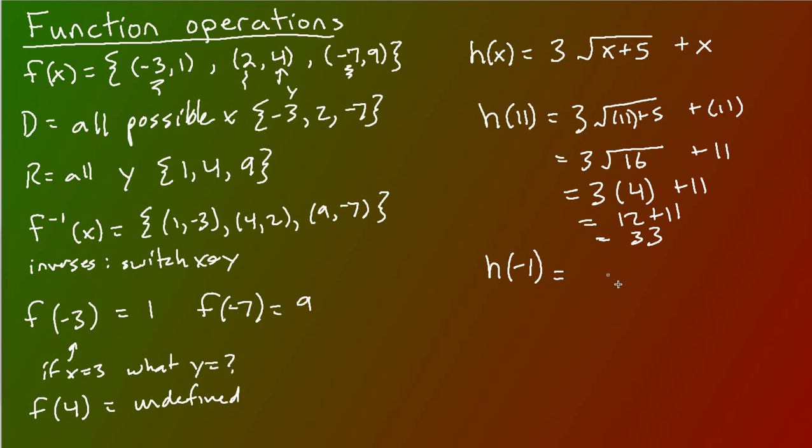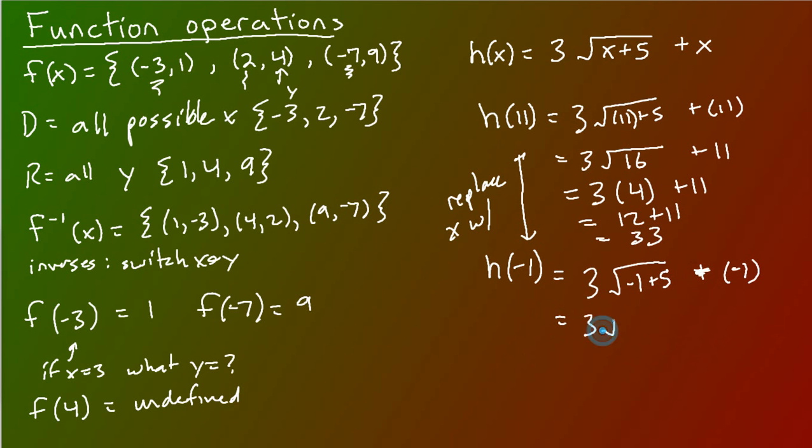Right here I asked for h of -1. What both of these mean is to replace x with whatever number is here. So I could write 3 square root of -1 plus 5, plus -1. So -1 plus 5 is 4. I get -1 right here. So 3 times the square root of 4, which is 2, gives 6, minus 1. Just following the order of operations here, I get 5.